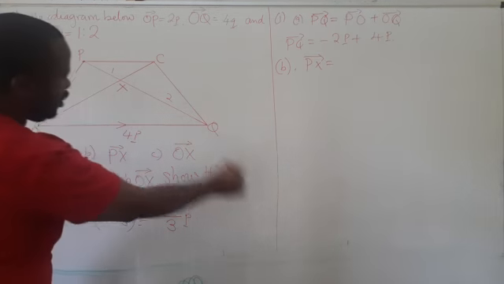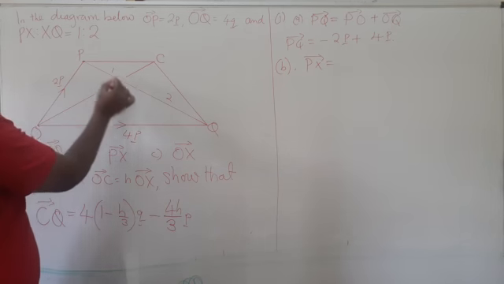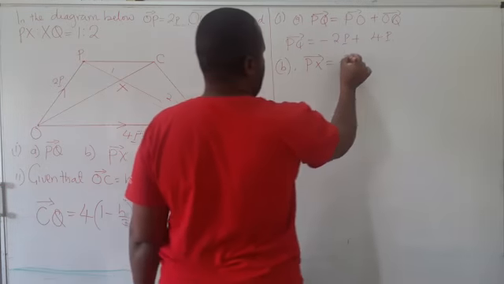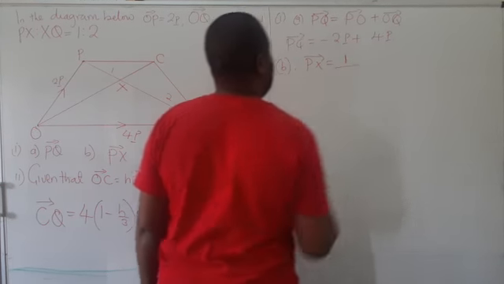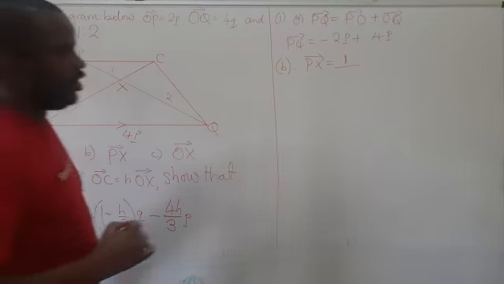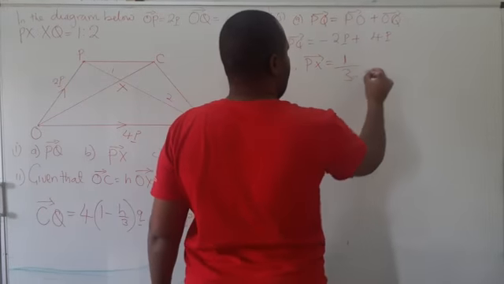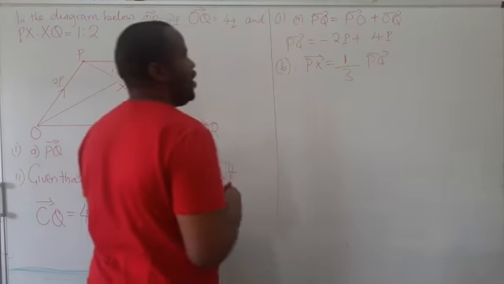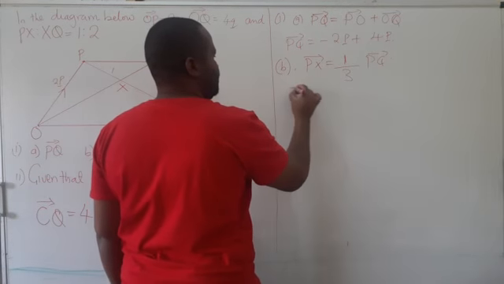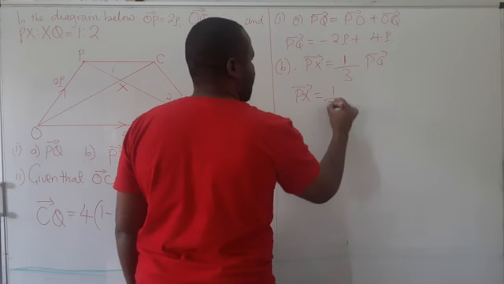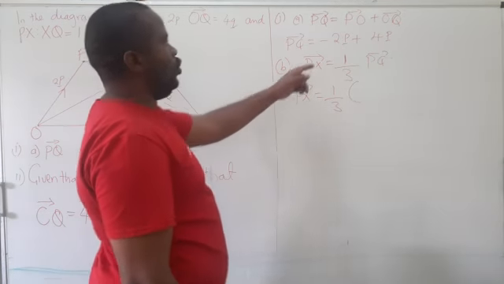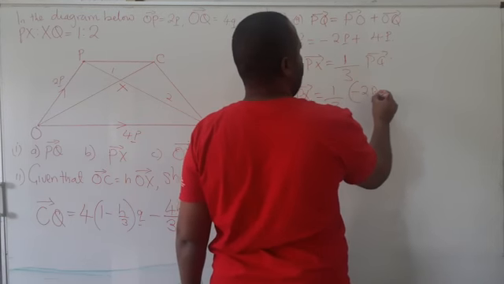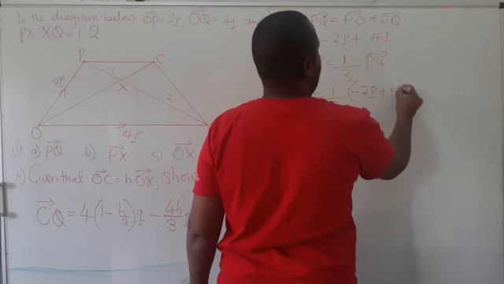So when you look at the total ratio for PQ, it is 3. So PX is on PQ. So we're going to say PX is equal to 1 divided by the total ratio here on which it runs, which is 3, of vector PQ. So PX is equal to 1 over 3, open the bracket. What is PQ? PQ is negative 2p plus 4q.